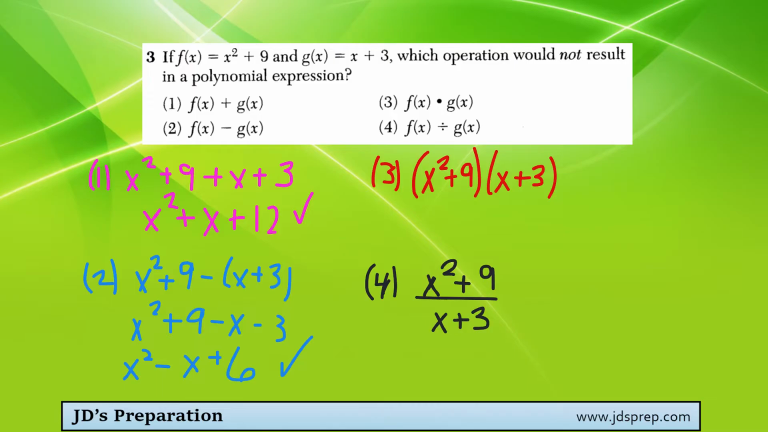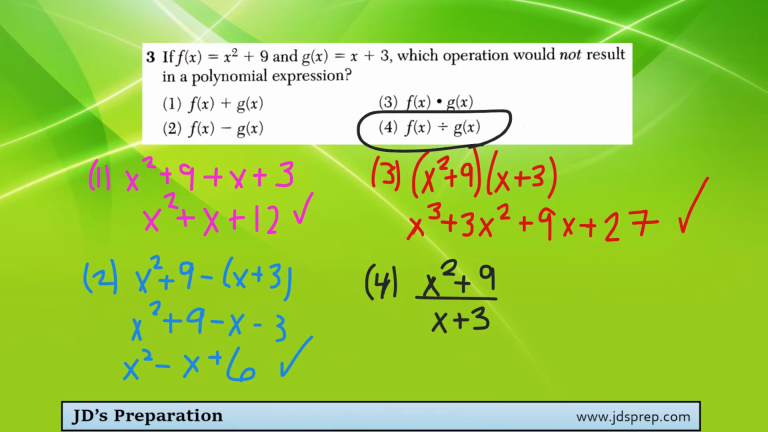That's a polynomial. And then if we multiply these guys here, we're going to get x cubed plus 3x squared plus 9x plus 27. And that checks out. That's a polynomial. And which obviously leaves option number 4 as being the only one that is not a polynomial.